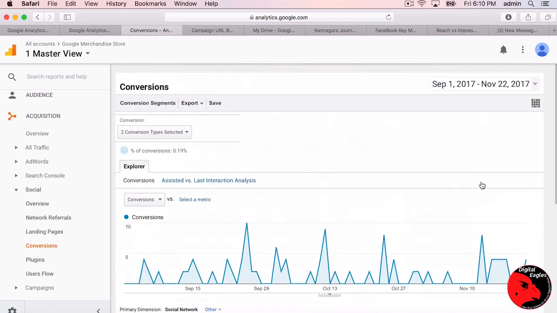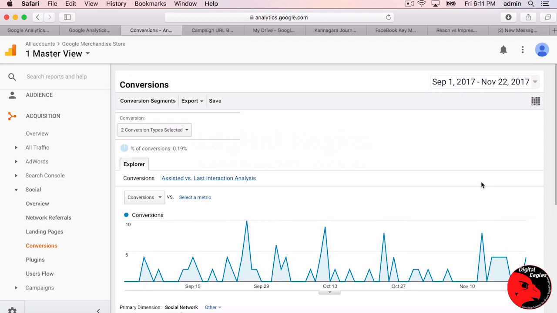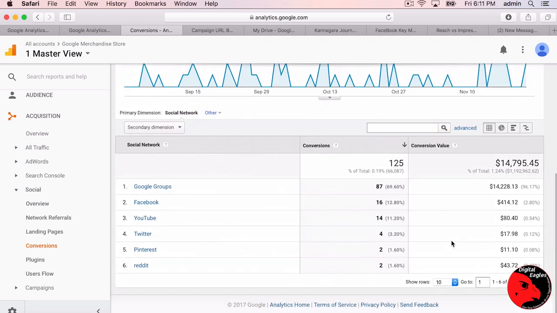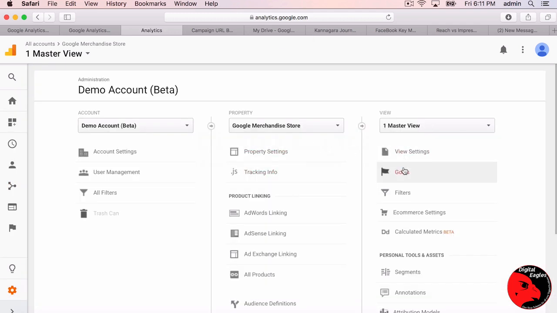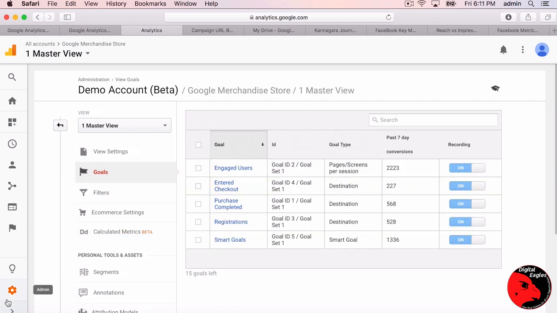And for this to happen, you have to establish goals in your analytics, and it's easy to create goals. You just go to the settings section, go to goals and set up a goal here, and things will happen. You can create a goal here and it'll be done.